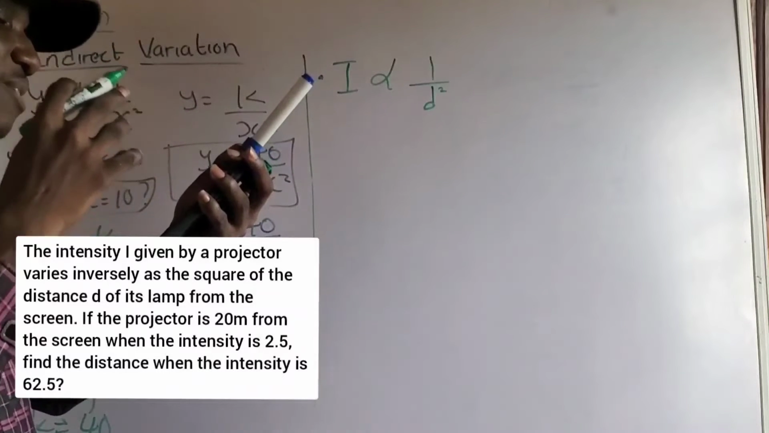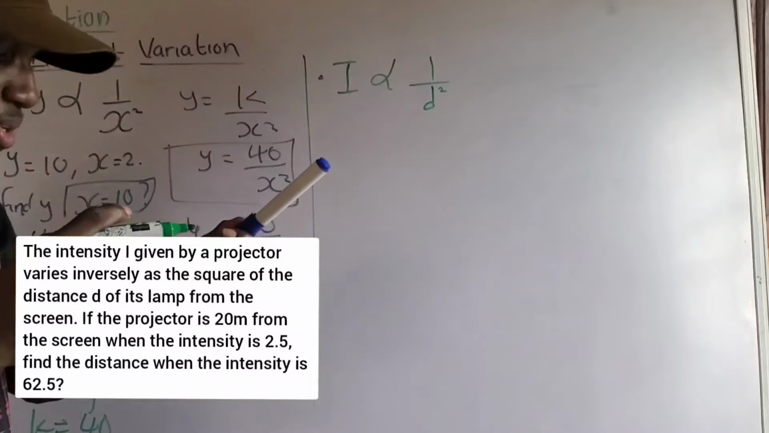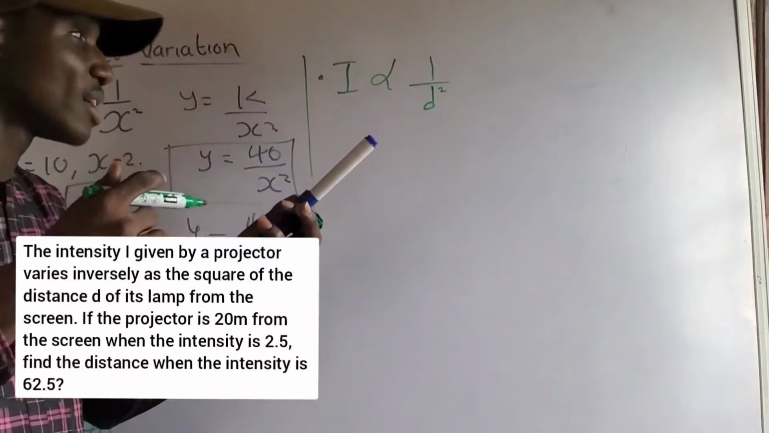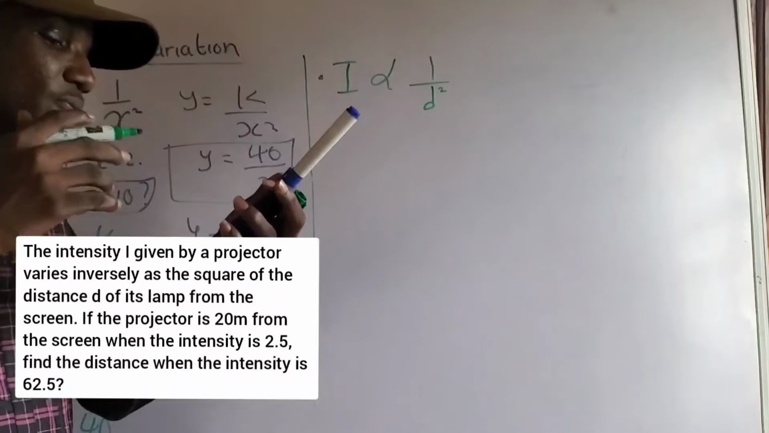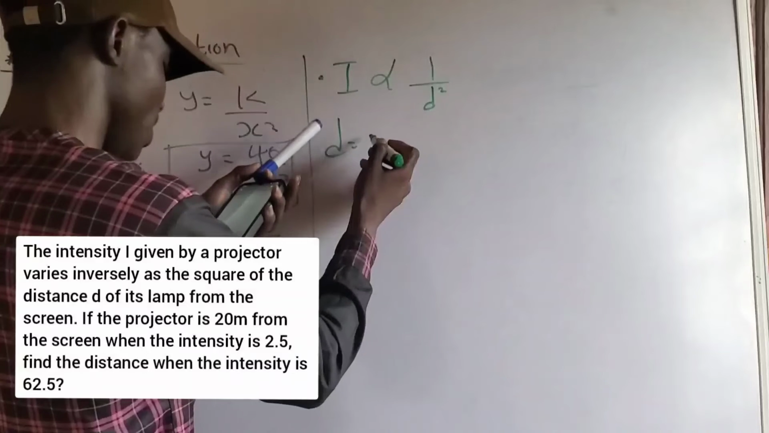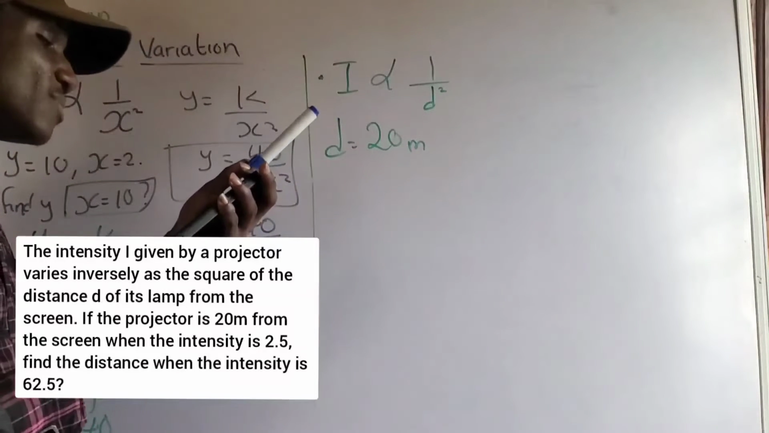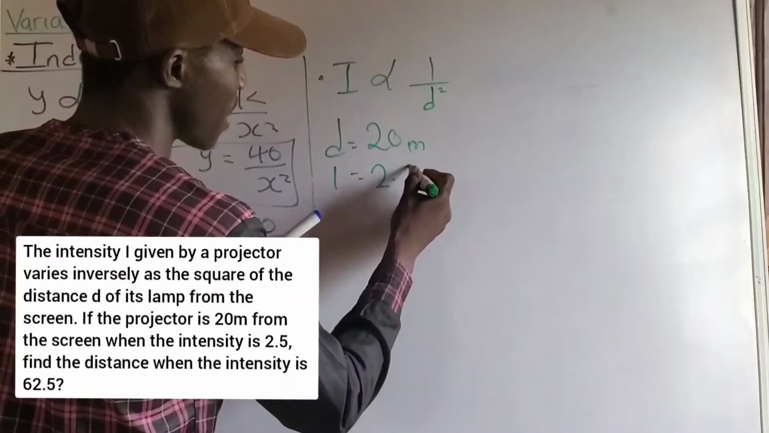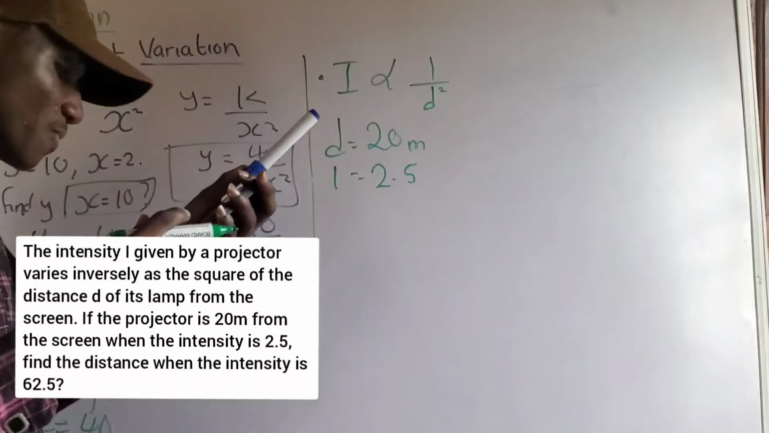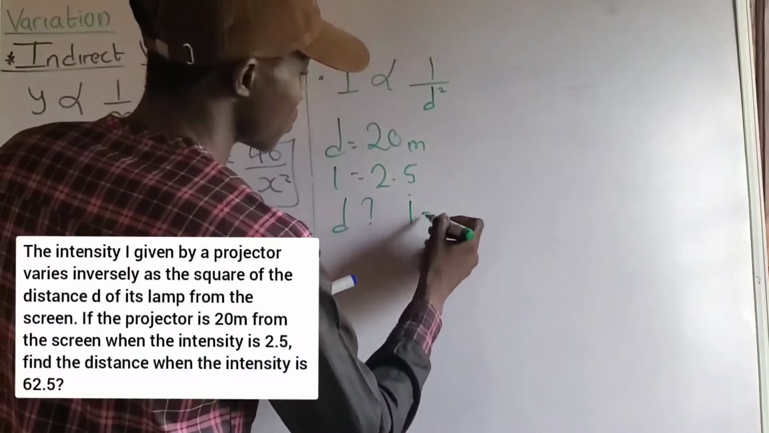Okay, now having done this, let's proceed. If the projector is 20 meters from the screen when the intensity is 2.5, that means that the distance between the projector and the screen is 20 meters. The intensity of illumination is inversely proportional to the distance. So D equals 20 meters, right? And from the screen, when the intensity is 2.5, so I equals 2.5. We are asked to find the distance when the intensity is 62.5. We don't know the distance when I equals 62.5.